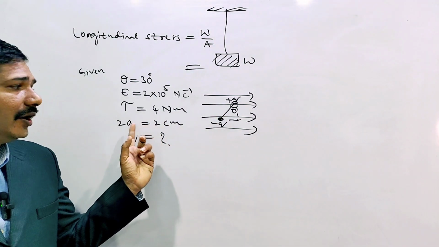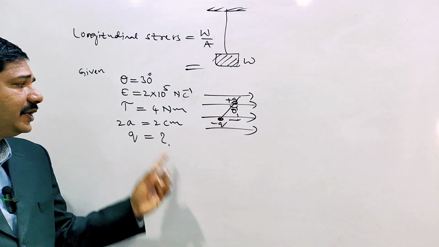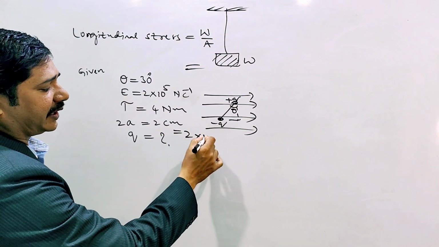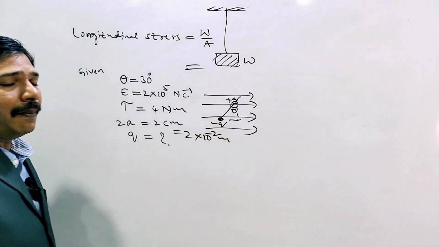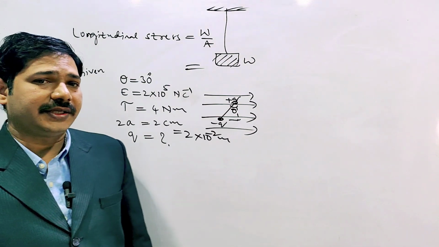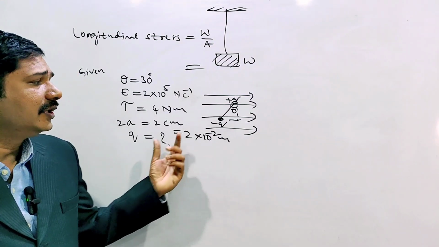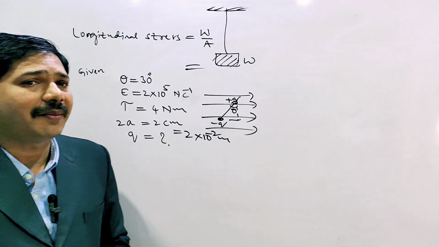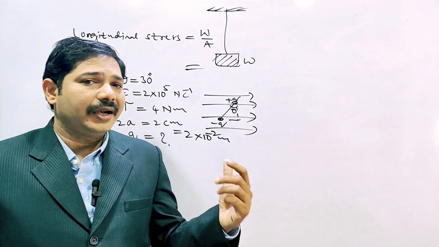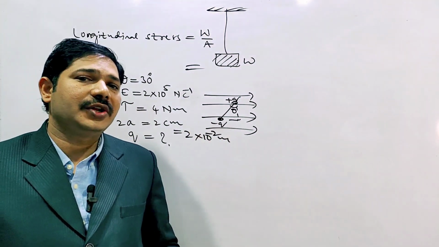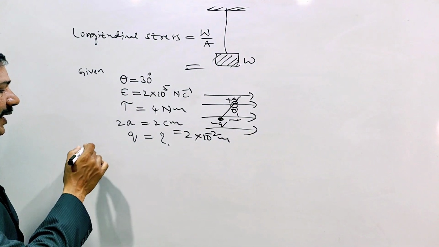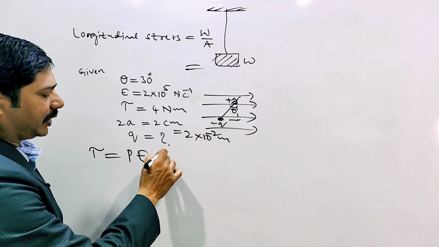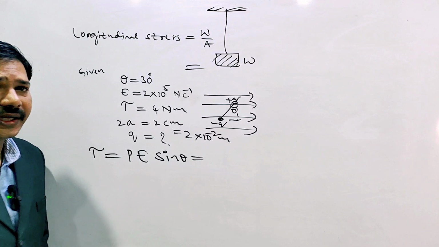The dipole distance is also given, 2a equal to 2 centimeter. 2 centimeter means we can write 2 into 10 to the power of minus 2 meter. In the SI system we converted. And the charge of the dipole, they are asking. So what is the formula? Torque acts on an electric dipole whenever we place it in a uniform electric field. The formula is tau equal to pE sin theta.